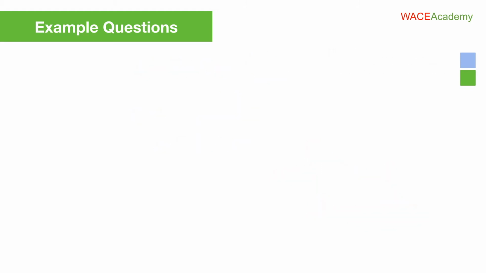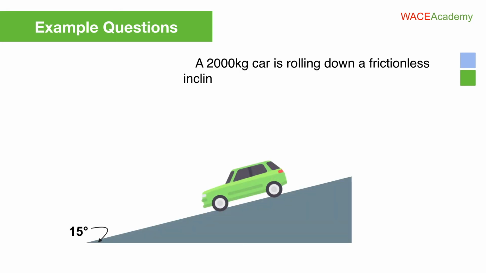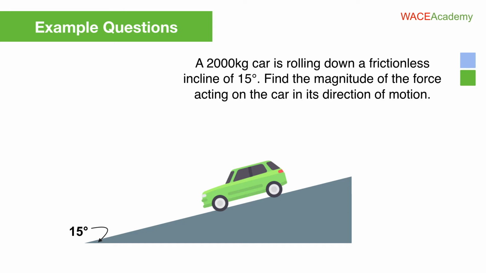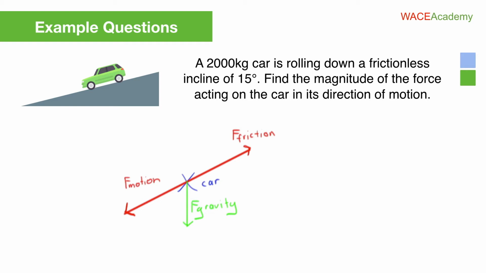There are other scenarios where the same concept applies. Imagine a 2,000 kilogram car rolling down a frictionless incline of 15 degrees, and we are asked to find the magnitude of the force acting on the car in its direction of motion, so down the incline. So gravity is always acting downwards like usual, and the car's motion is down the incline, and friction acts against the direction of motion, but we're told it's zero. And so we're left with a diagram like this.